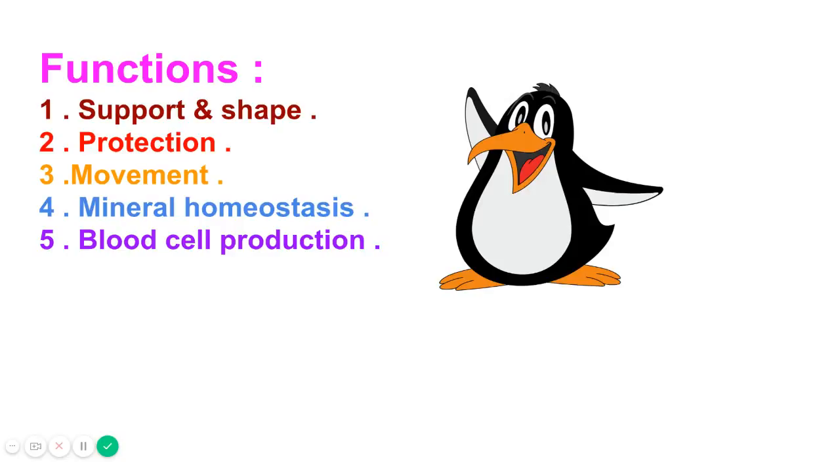It protects the inner delicate organs like heart, lungs, kidneys, brain, etc. It helps in movements by the attachment of muscles to the skeletal system. And bones can release or take up minerals like calcium, sodium, potassium, and phosphorus through negative feedback mechanism to maintain homeostasis. And it produces blood cells like red blood cells and white blood cells. They are produced in the bone marrow.